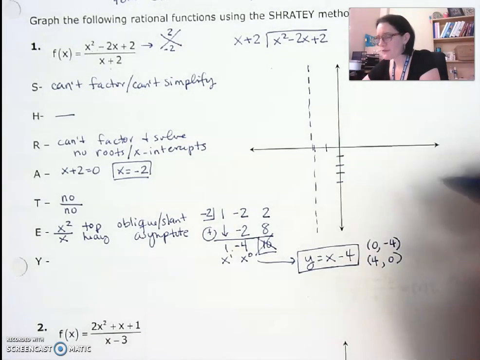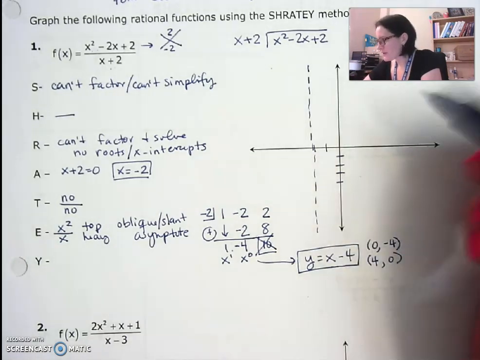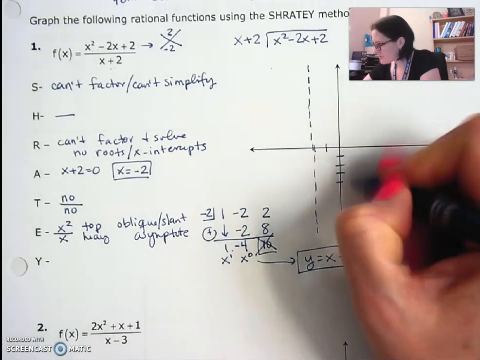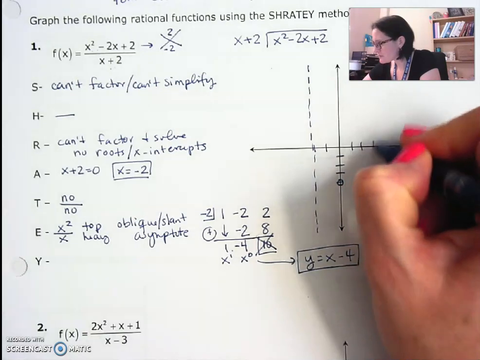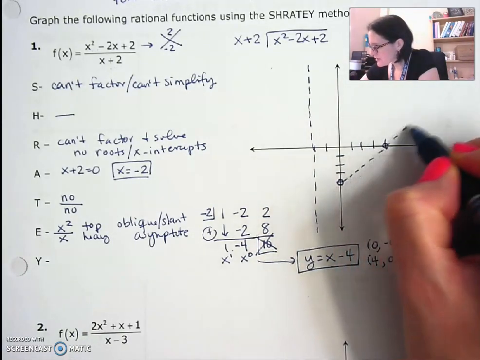So I'm going to graph those with open circles. They're not actually points on the graph, so I'm not going to make them solid. They're just the points for my asymptote. So 0, -4, I have an open circle here, 4, 0 here, and then I'm just going to connect those with a dashed line.